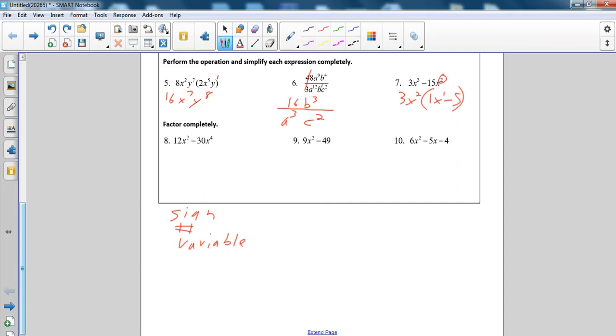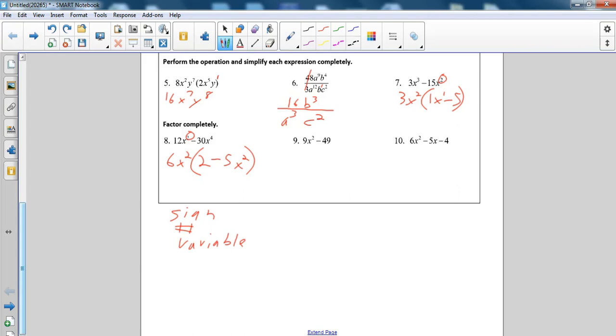Number 8, factor. Well, what can I take out of 12 and 30? I can take out 2, but I want to look for the greatest common factor, and that's a 6. I look for my smallest common variable exponent. That's what I'm going to take out. Now I divide. 12 divided by 6 is 2, and the x squareds cancel. Negative 30 divided by 6 is negative 5. X to the fourth divided by x squared is x squared. And that's it.